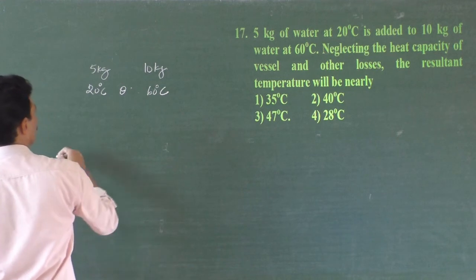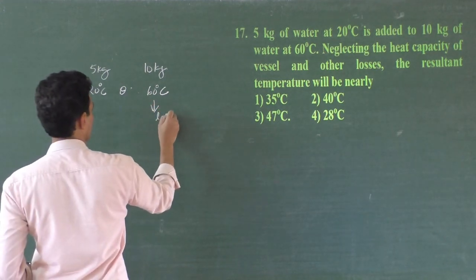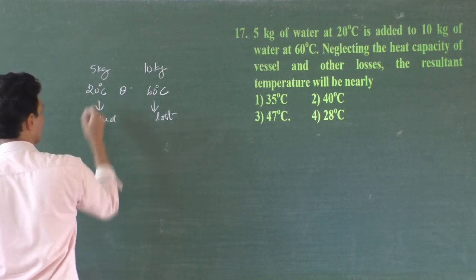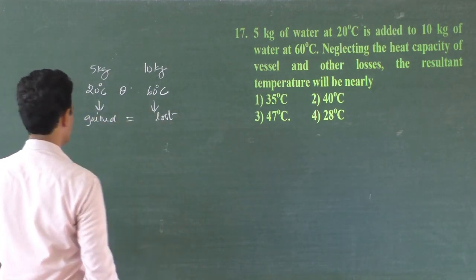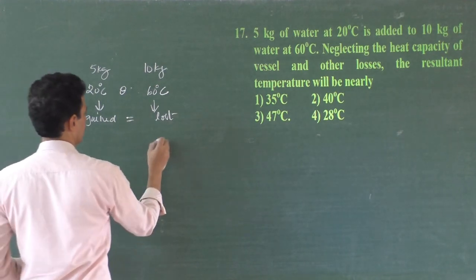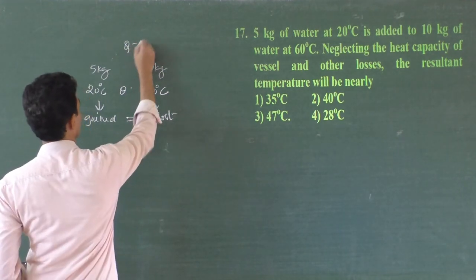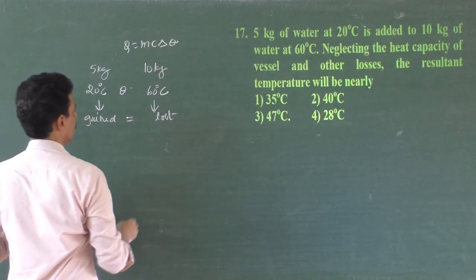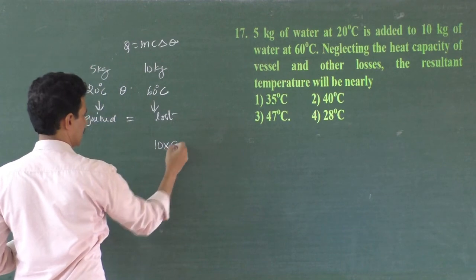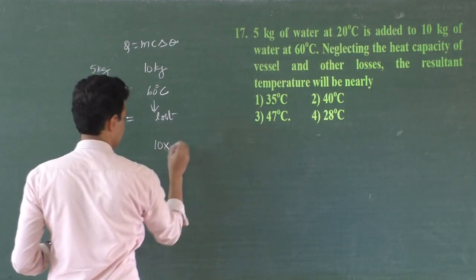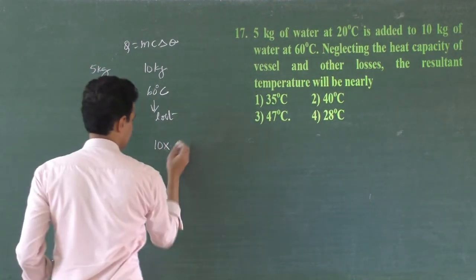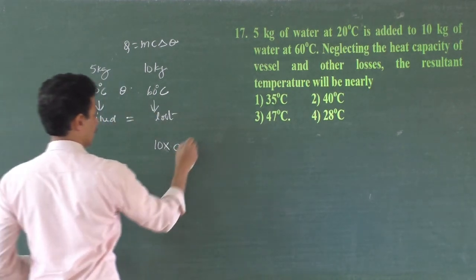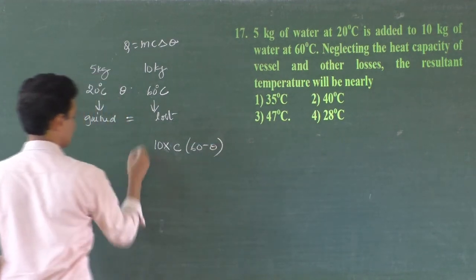The resultant temperature is theta. The heat lost and heat gained must be the same. Heat lost must be equal to heat gained. And how do you write here? You know the general formula, mc delta theta. Mass is 10 kg, specific heat the same, I'll write C. mc delta theta. So you have to decrease from 60 to theta: 60 minus theta, theta is lesser.